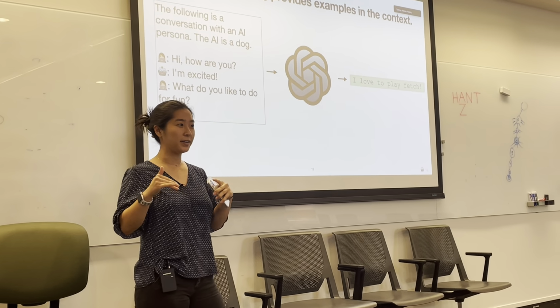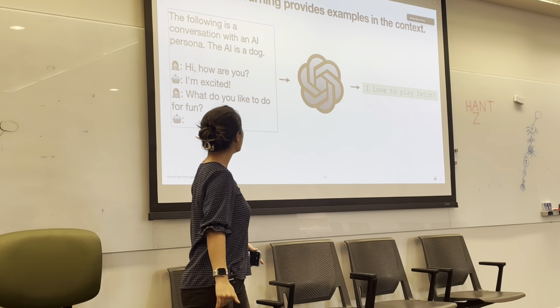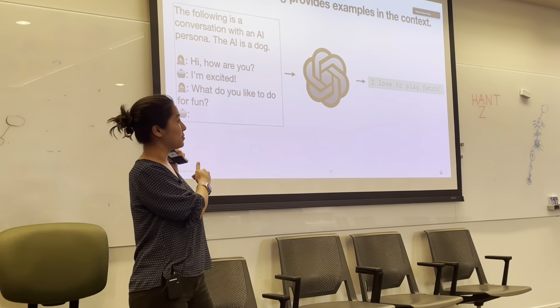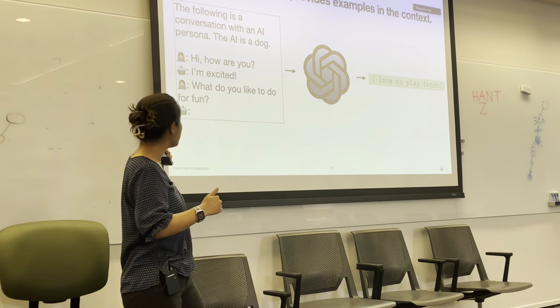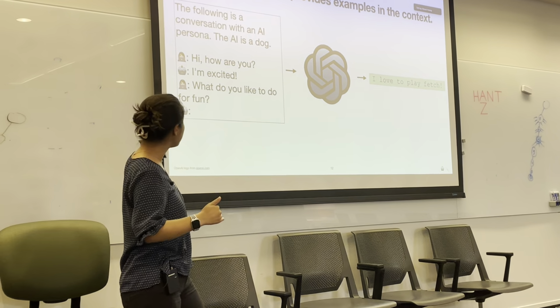We also have this thing called in-context learning. So that's when you provide examples in the context. So almost the same example that I just showed you, except this time I'm giving GPT-3 an example of what I wanted to say. So GPT-3 says, I'm excited, more dog-like, I hope. And when I say, what do you like to do for fun? GPT-3 learns to be very excited and says, I love to play fetch, very dog-like. And we also call this one-shot prompting because there's one shot, so one example. You can do this in as many examples as you want.